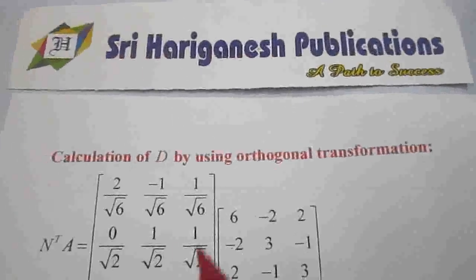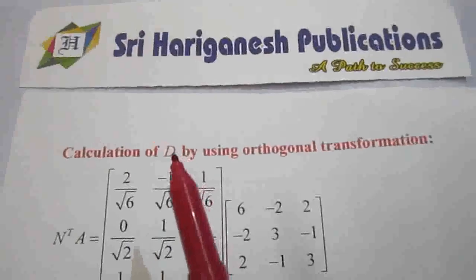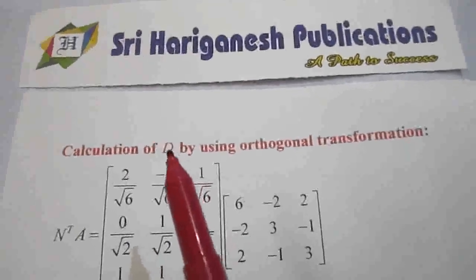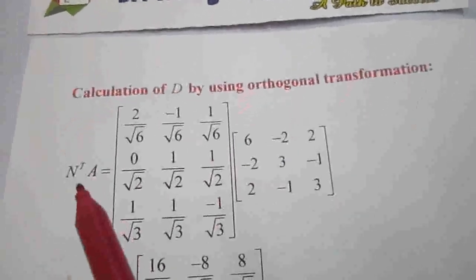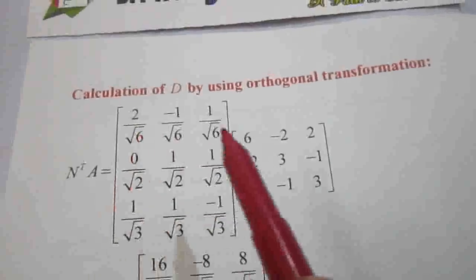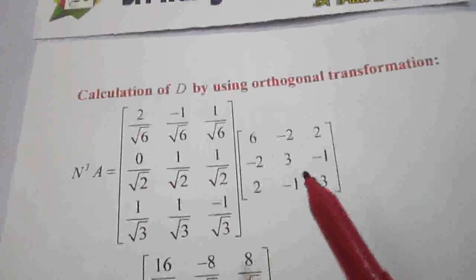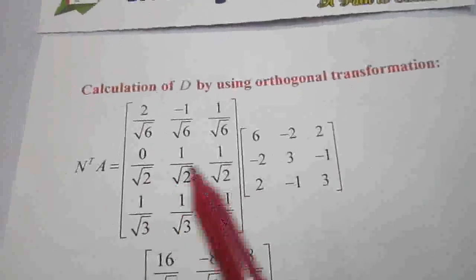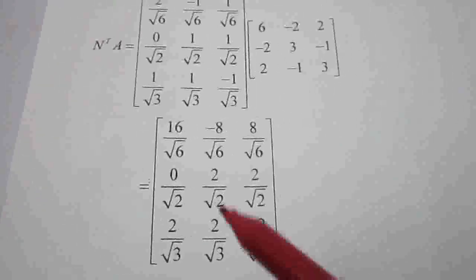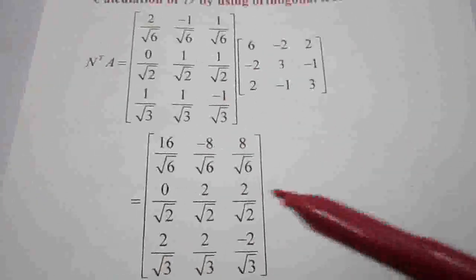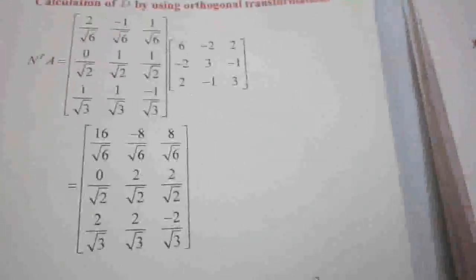So next we have to find D. By using N and N transpose, I am going to find D, the diagonalized matrix, by using orthogonal transformation. So now I am going to multiply N transpose into A. This is N transpose, which we already found, and this is A, which we found from the given quadratic form. By multiplying these two matrices, you will get this. The multiplication is not easy because we have so many root terms, so for the multiplication you don't use the root terms. Simply find the multiplication of the ordinary terms.